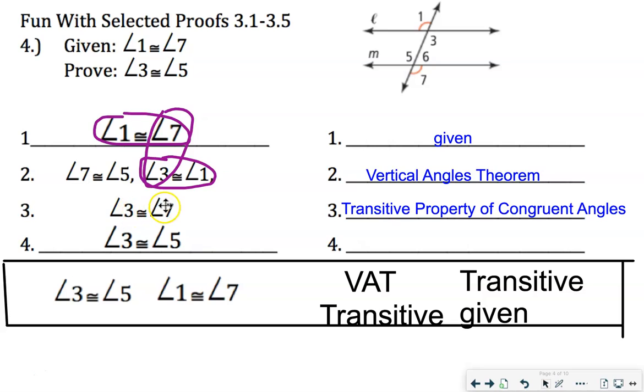And now that we have 3 and 7 congruent to each other, look at what else 7 is congruent to. So 3 is congruent to 7. 7 is congruent to 5. So 3 and 5 are both congruent to 7. This is transitive twice in a row for this proof. So vertical angles and transitive, if you haven't caught on to that yet.